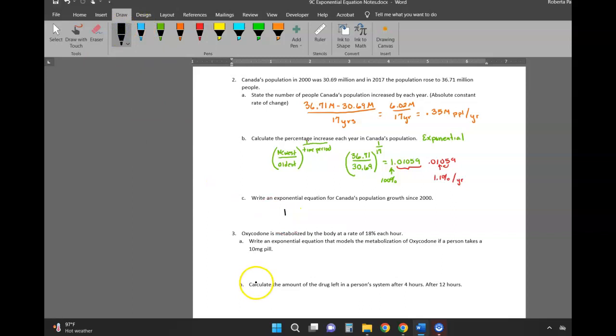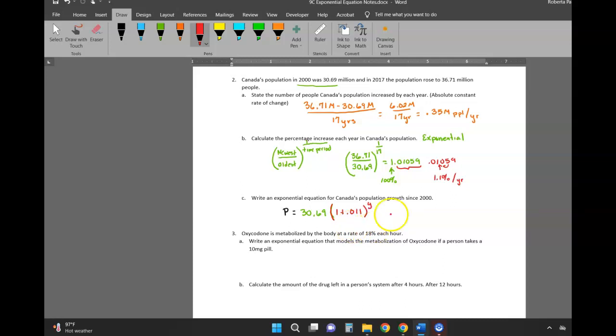Now we can write an exponential equation for Canada's population. So we can say P equals the initial value, and our initial value was our 2000 value, because that's the oldest one, 30.69, times 1 plus, changing our percent back to a decimal, 0.011, and we're going to raise that to the y power.